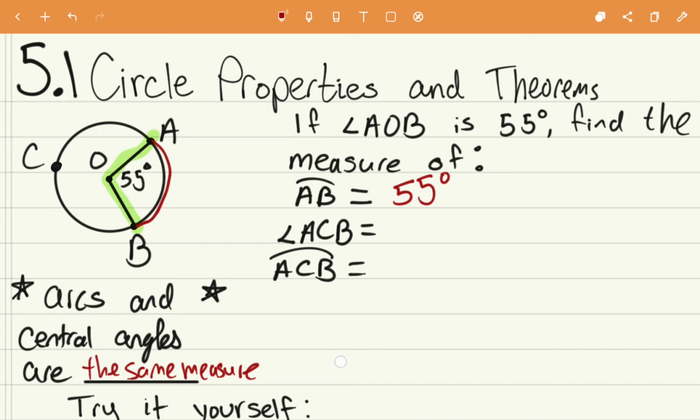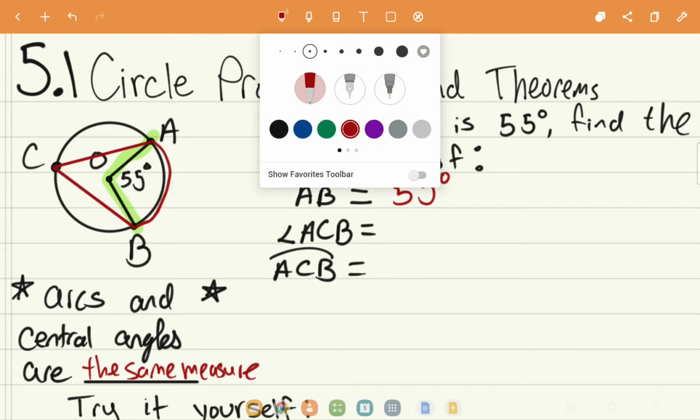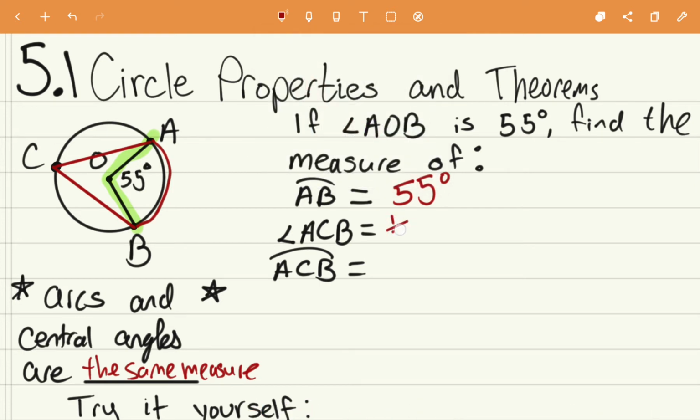Now we want to figure out the measure of angle ACB, which is this guy right here. And that's going to be 1/2 of 55 degrees, because inscribed angles are half of the central angle. So 1/2 of 55 is 27.5 degrees.